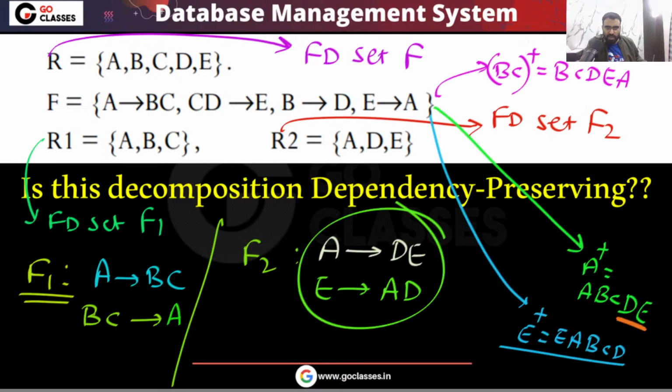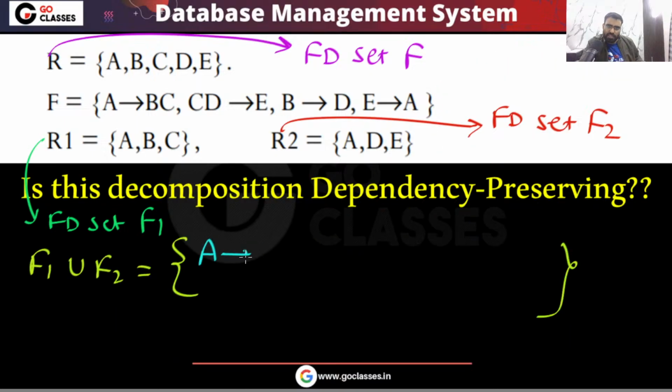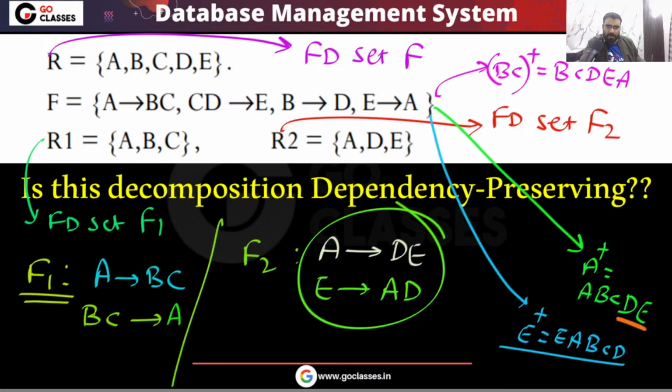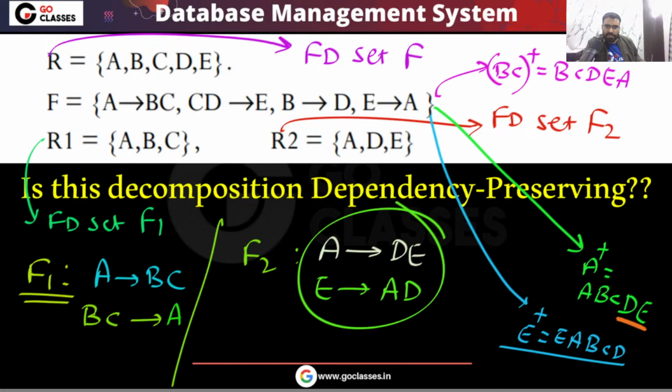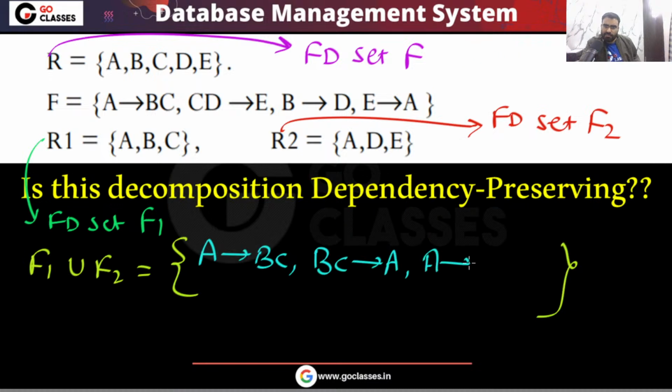So now F1 union F2. What is F1 union F2? That is A determining BC, BC determining A. Next, A determining DE. Next, E determining AD. Is this clear? So very simple.